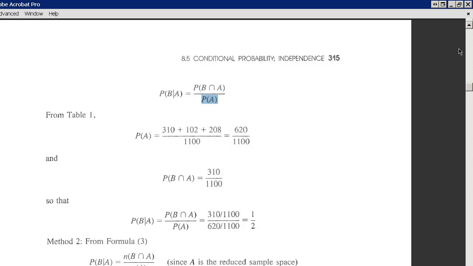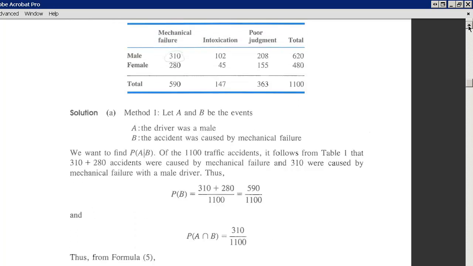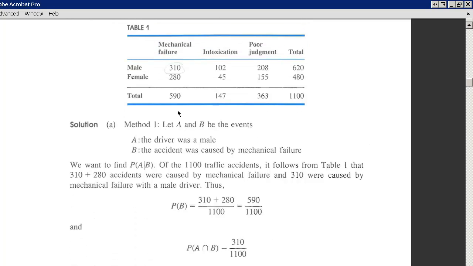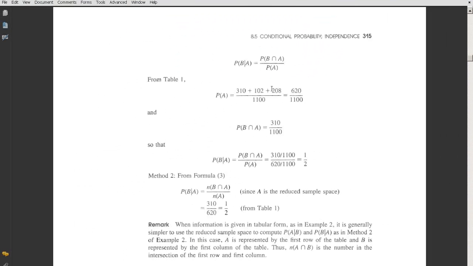So going back to this table, the probability of A, what is A? That it was male. So what is the probability of A? Well, there are three ways that it could have been male. Where are they? This one, and this one. So the male cases are 620 out of 1100. So it's this plus this plus this out of 1100. Okay? So the answer is going to be this divided by this. We just did these calculations. It becomes 31 over 62, 1/2.